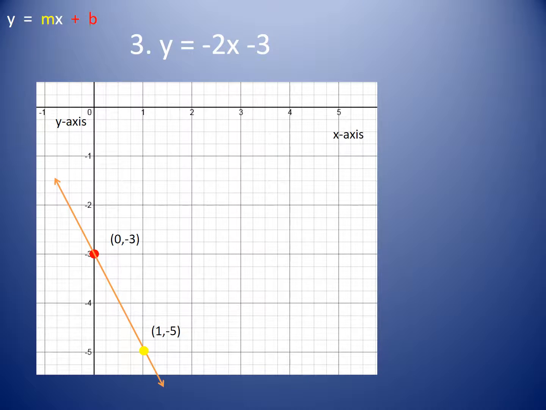Number 3, y equals negative 2x minus 3. The negative 3 tells us that the line's going to cross the y-axis at negative 3. The coordinates of that point are (0, -3). The slope is negative 2. We'll make the negative 2 into negative 2 over 1. The negative is telling us we need to go down 2 this time, so we'll go down 2. We'll go 1 to the right. That's the second point on the line. The coordinates of that are (1, -5), and we just connect the 2 points.